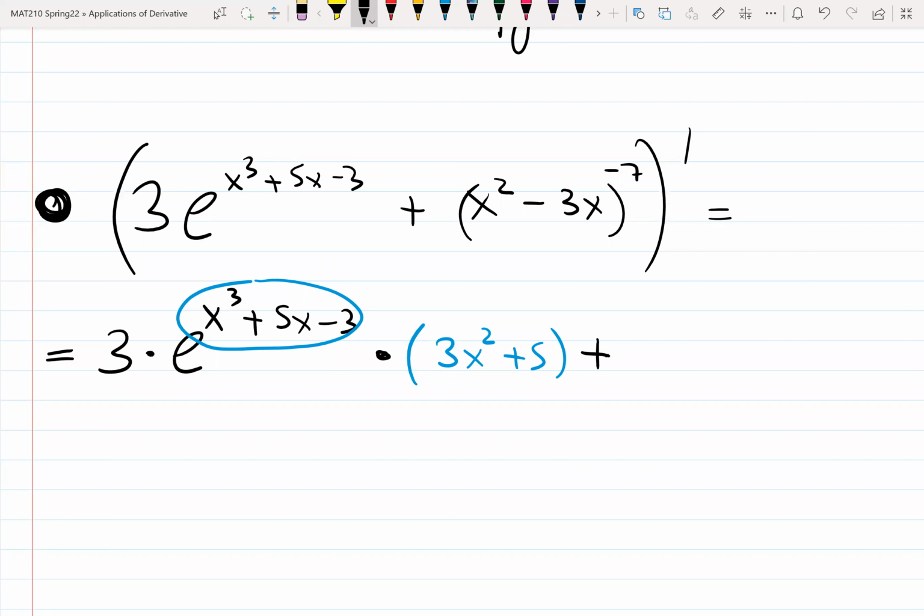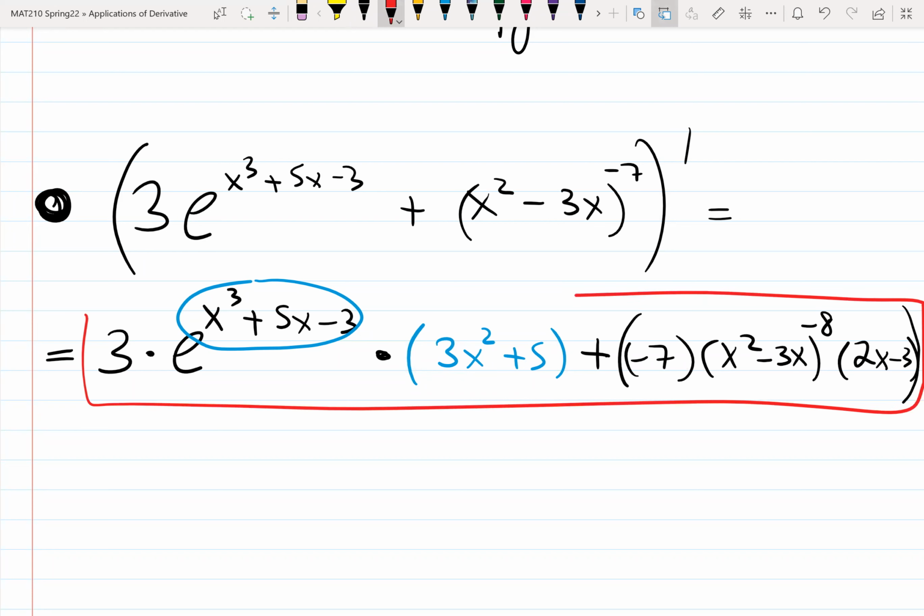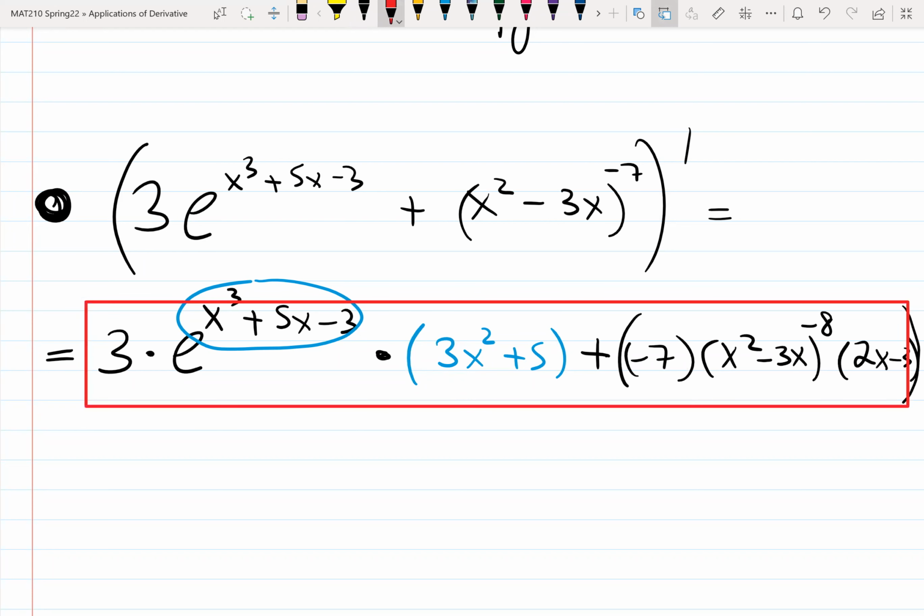Now, plus, and now we do what we did in the first example. Minus 7 goes down. X squared minus 3x to the minus 8, decrease by 1, times derivative of the function inside. Can you do this and find it in the list for multiple choice question? This is the correct answer. Let me check the chat. How about that?